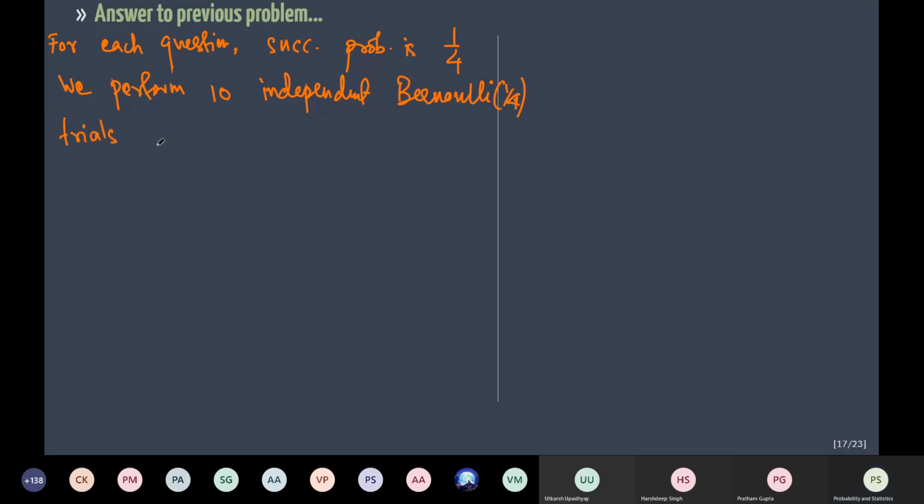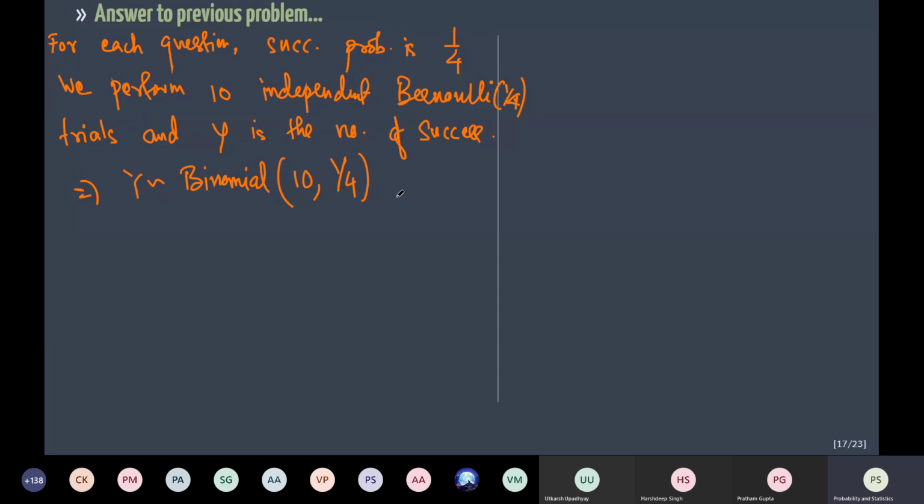And Y is the number of successes, which we have already pointed out before. So this will imply that Y is nothing but binomial. We have clubbed together 10 trials, and the probability of success is 1 over 4.